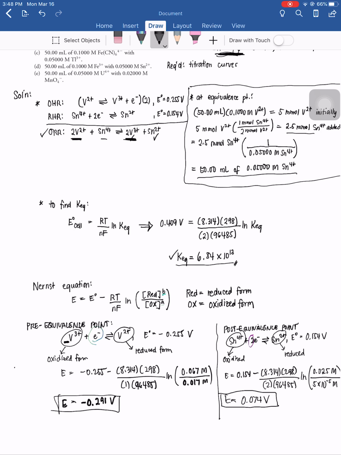So that's our key when using the Nernst equation. Remember, it's always going to be the reduced form divided by the oxidized form. Reduced, kung sino mas maliit ang oxidation number, divided by the oxidized form, kung sino yung mas malaki ang ating oxidation number.